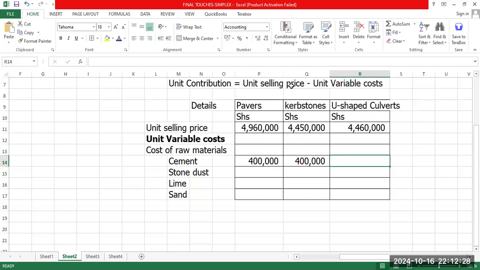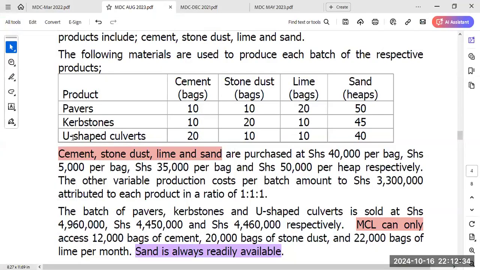Then U-shaped, you need how many bags of cement to produce U-shaped culverts? 20 bags of cement, but each bag of cement is at 40,000. So you get 20 times 40.